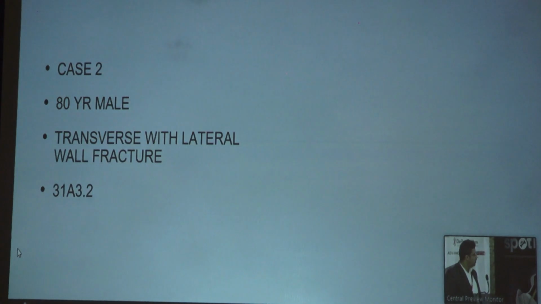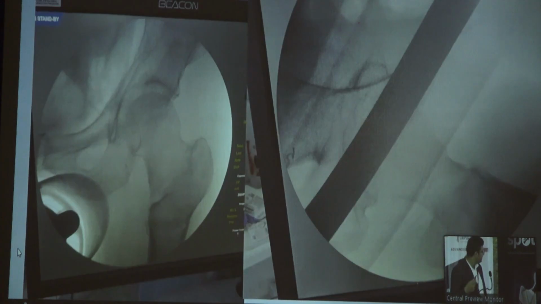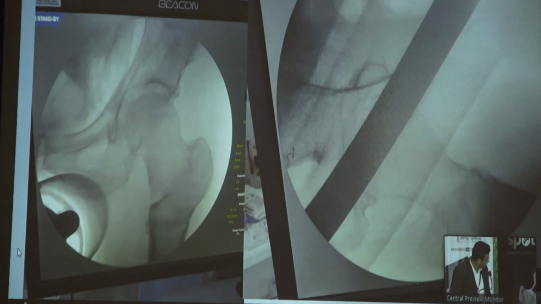So case 2 is an 8-year male with transverse and lateral wall fracture with osteoporosis. Sorry for the quality of X-ray. This was a transverse fracture, lateral wall fracture. I was a little worried. I kept lateral augmentation plate also and cement also ready. And the lateral X-ray also showed greater trochanter and lesser trochanteric fracture piece. So on table reduction was really nice.